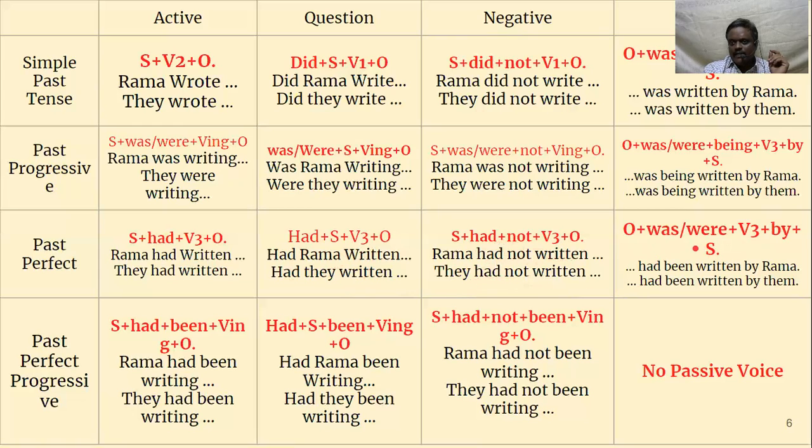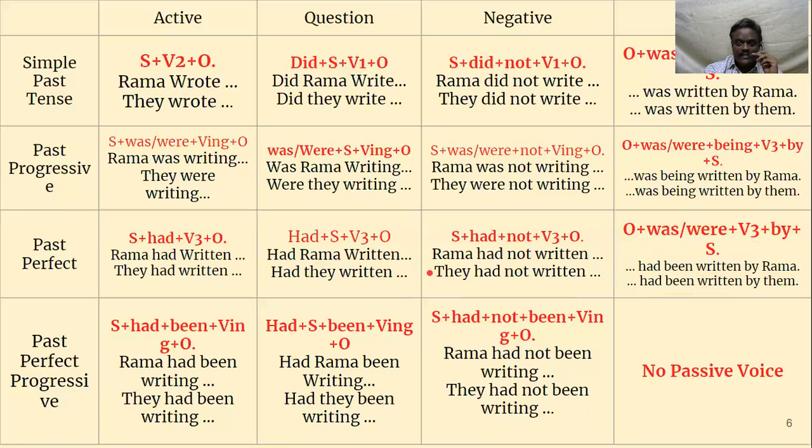Then we have passive voice, same formula. Be form plus, sorry, it's wrong, actually there has to be a correction: had plus been plus written. Same have form only, but here we use had. A letter had been written by Rama. A letter had been written by them. Even if it is plural, same, had only. Letters had been written by Rama. Letters had been written by them. So there is no problem with subject verb agreement in the past perfect tense.